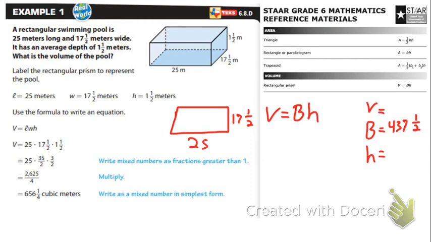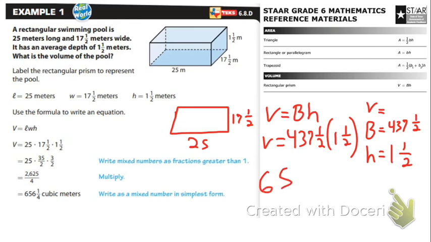And we know the height is 1 and 1/2. So I have all the values. I'm going to substitute them into the formula. So 437 and 1/2 multiplied by 1 and 1/2. When you multiply all the values, you establish that the volume of that swimming pool is 656 and 1/4 cubic meters, which can also be expressed with the exponent 3, meters cubed.